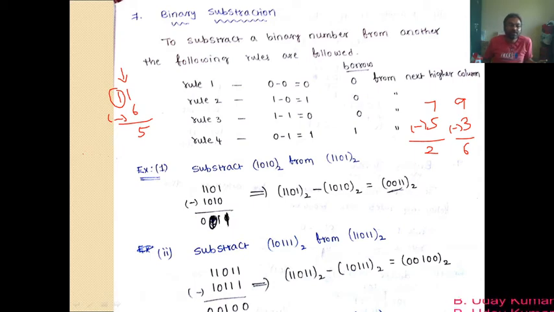Similarly, for example, if you take 12 minus 4, you cannot subtract 4 from 2, right? Because 4 is bigger in comparison to 2, and hence you borrow 10 from the next higher column. And when you borrow 10, 10 plus 2 becomes 12, and 12 minus 4 becomes automatically 8. So this is how we do it.